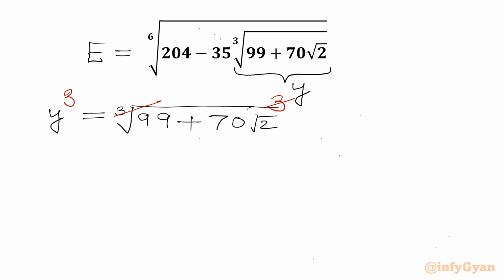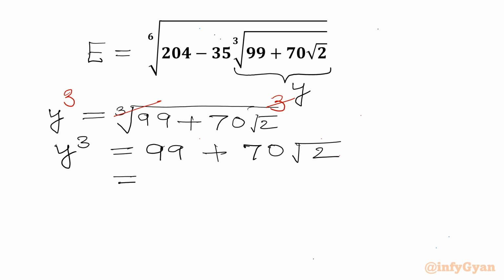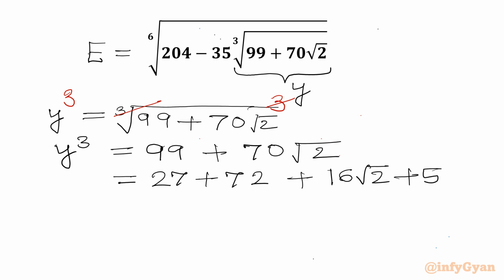So I can write y cube will become 99 plus 70 square root 2. Let us split 99 as 27 plus 72. Now we can split 70 as 16 plus 54. So 16 root 2 plus 54 root 2.